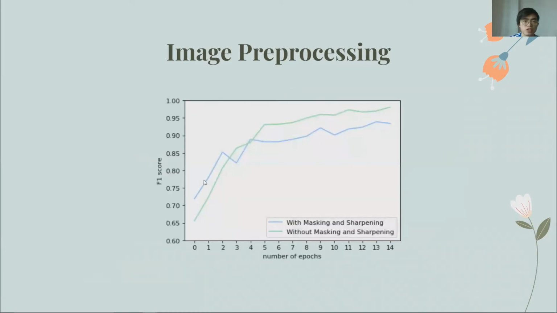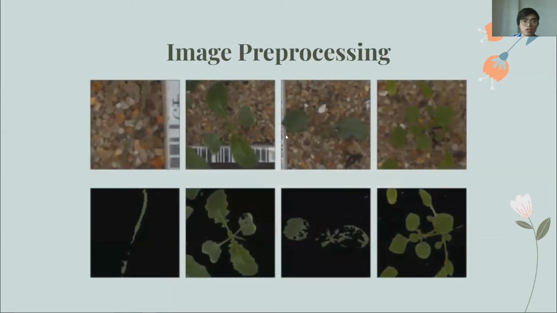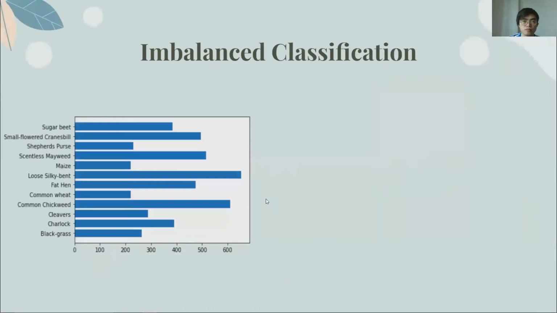As you can see from this graph, it shows the result of the seedling classifier with and without masking and sharpening. At the beginning, the image with masking and sharpening shows a higher accuracy than those without. However, as the number of epochs increase, the accuracy of the classifier without masking and sharpening appears to perform better. This may be due to the inaccurate masking of the images, as you can see from here below. This might result in crucial loss of information, which causes misclassification.